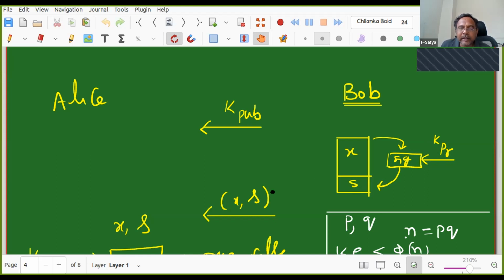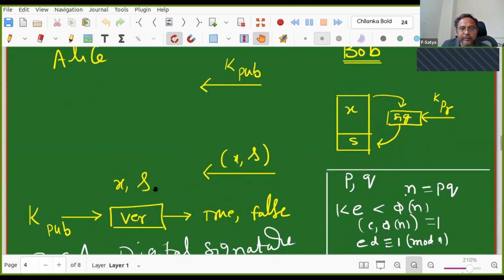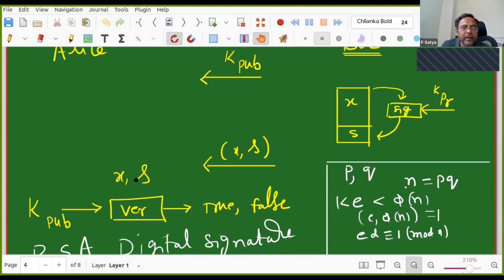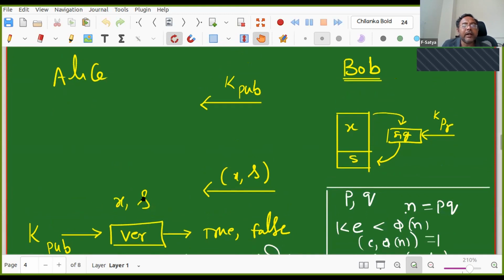So now Bob, what he will do, he will send both the message as well as the signature, both X comma S, to Alice. Now Alice received both X and S. What is the message? What is the signature? Then what will Alice know now? What is the advantage of this? In the original encryption schemes, Alice receives only X. Now she gets S also. So then what are the advantages, right? The advantage of integrity will be there. Are you following integrity?